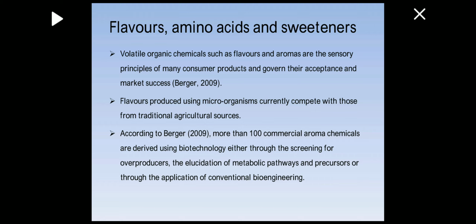So flavors produced using microorganisms currently compete with those from traditional agriculture sources. Flavor is one of the important sectors within the food industry, since a food product has a specific flavor. That food product gets a specific flavor when that specific flavor is added to it, or the flavor of that food product is enhanced by the addition of flavor enhancers. That is being carried out with the help of microorganisms which are responsible for enhancing the flavors of the food products.